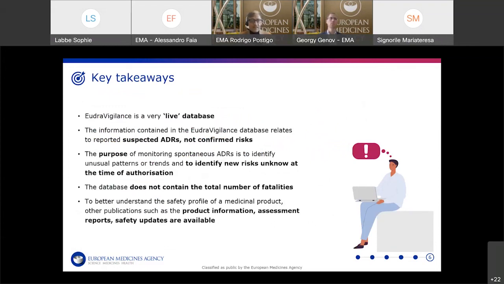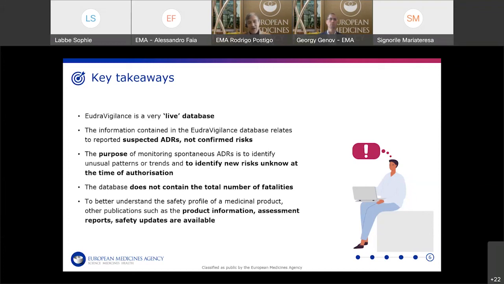So, I'll take you now through the different messages to wrap up my presentation. EudraVigilance is a very live database. We are constantly receiving cases, and EudraVigilance is a very well-controlled environment, mandated not only by the legislation but also by many different international agreements. The information contained in the EudraVigilance database relates to reported suspected adverse drug reactions, not confirmed risk.